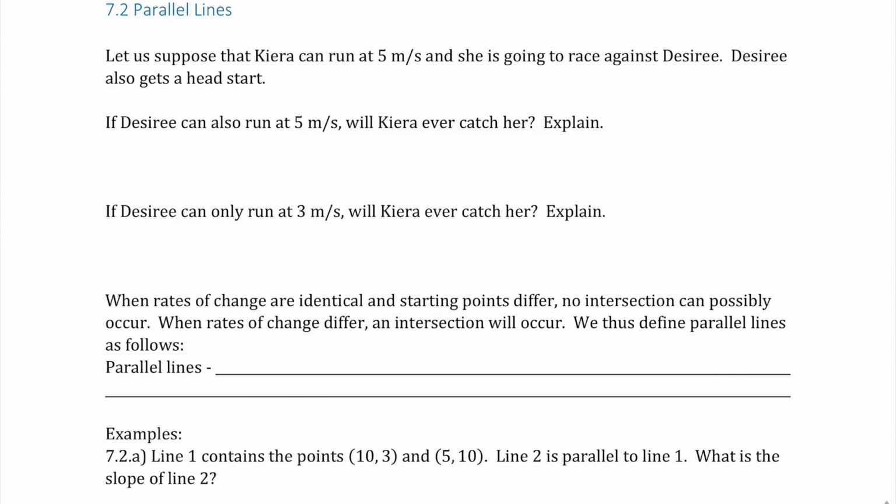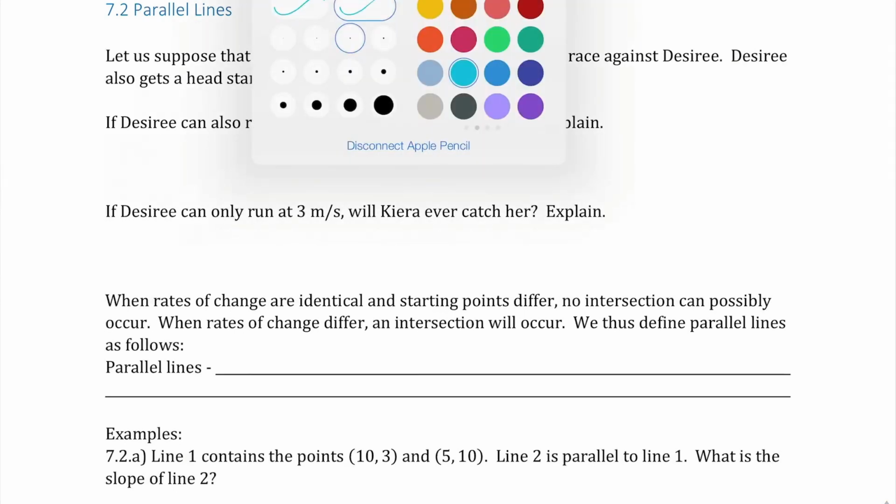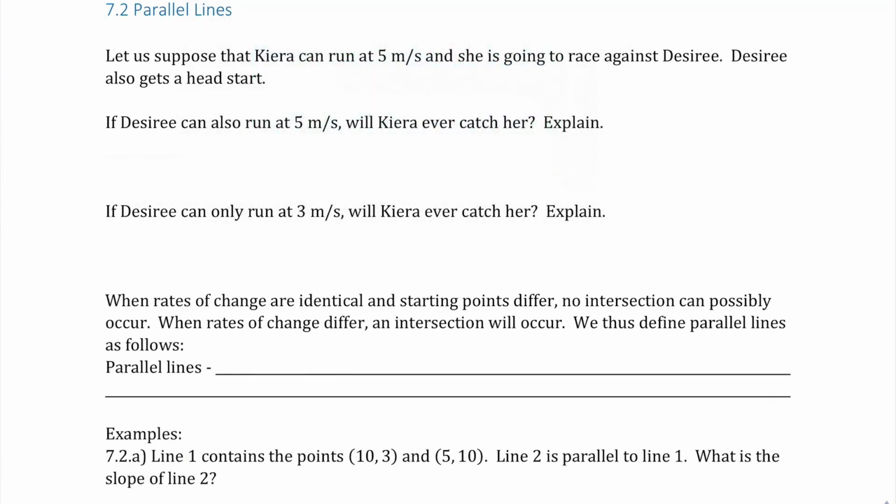We're going to talk about parallel lines today. And we're going to start off with an example, but again, just changing the color here. Let's suppose that Kira can run at 5 meters a second, and she's going to race against Desiree. Desiree also gets a head start. If Desiree can also run at 5 meters per second, will Kira ever catch her? Explain. No, she will not. Why not, you say?